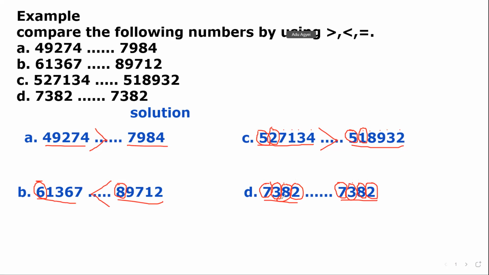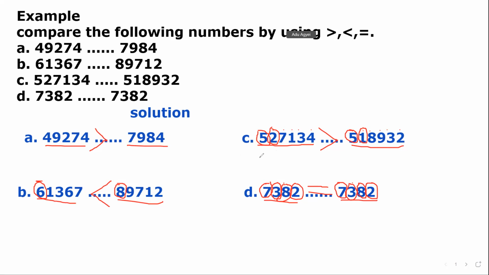Now you can draw your conclusion that 7382 is equal to 7382. Then you put your equal sign between them, which shows that these two numbers are the same. Are you okay? Good. Don't forget to count the number of digits.